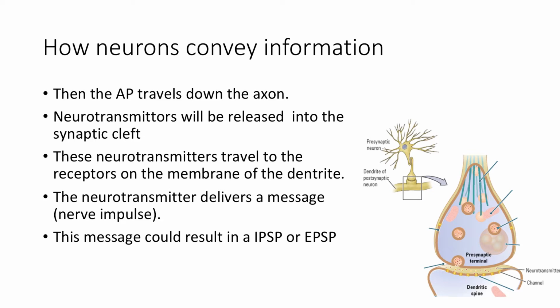This message could be an EPSP, or an IPSP, or it can cause different kinds of messages. But for now, I just want you to remember that after an action potential, the neurotransmitter gets released into the synaptic cleft, it diffuses over the cleft, binds to the receptor of the postsynaptic cell membrane, delivers a message, and then after that, whenever it did its job, it gets taken away in some form, which we're going to talk about in a couple slides.